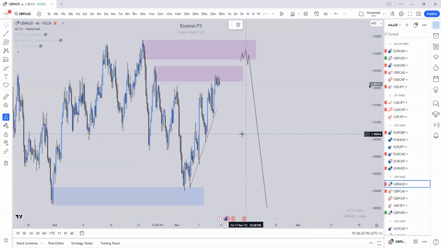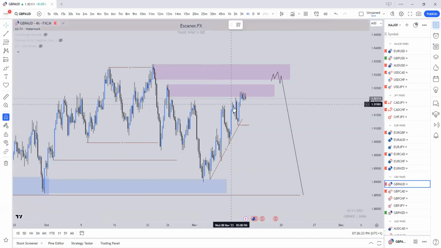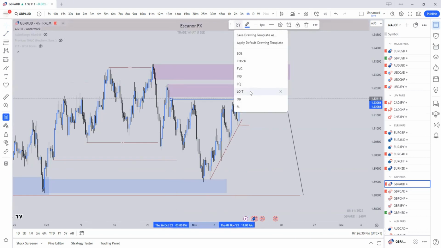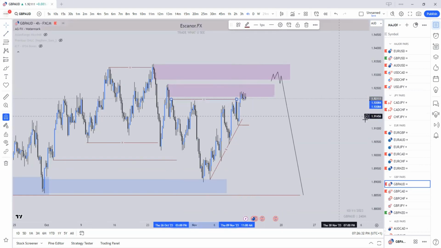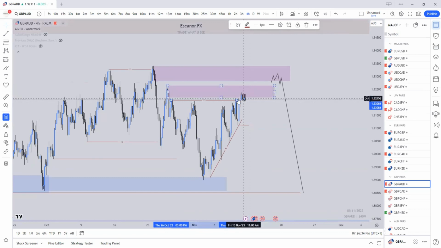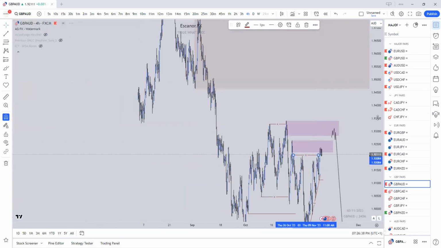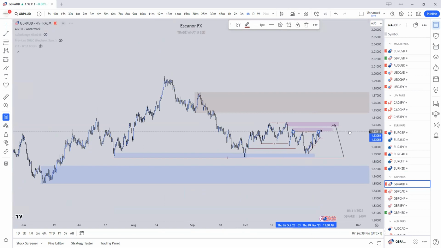For GBP AUD, we shared those two zones. Price tapped into the zone. I took some shorts here and then closed at break even because it was a bad time. So we're going to wait for confirmation from this zone or from this zone. Simple. The target will be this liquidity level.